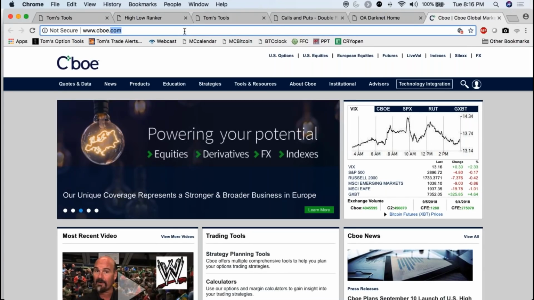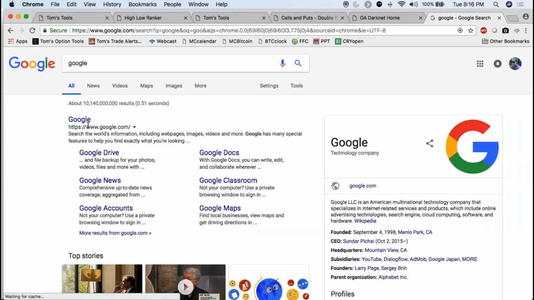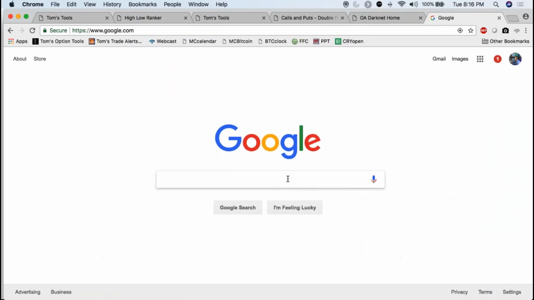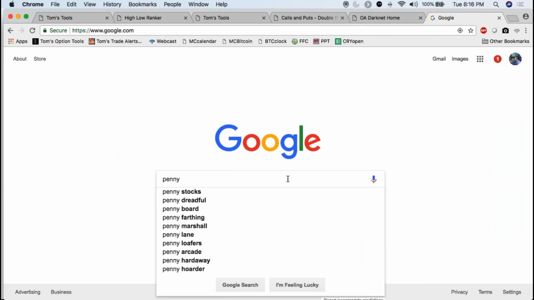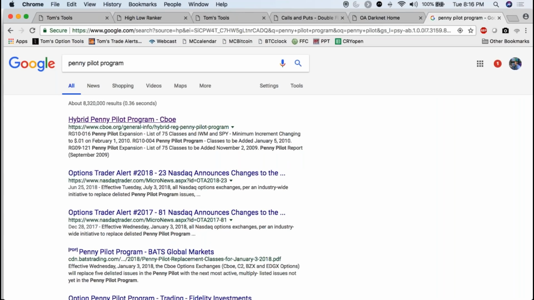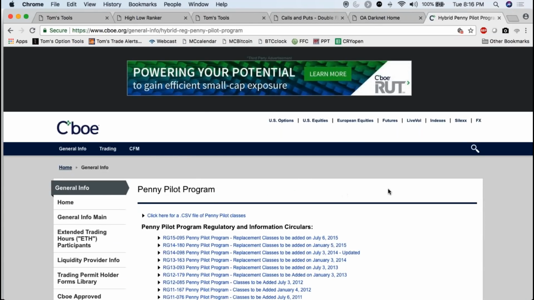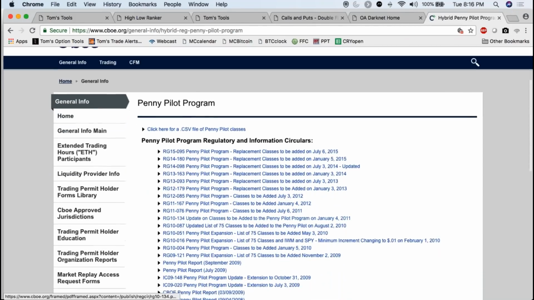So if you go to Google, www.google.com, I'm just going to go straight into Google. And right in here, I want to type in Penny Pilot. In fact, as soon as you get to Pilot, you can just scroll down and click on Penny Pilot Program. Then that very first one there, Hybrid Penny Pilot Program, click on that. What that does is take you to the Penny Pilot Program. It took us past all the junk straight to where we need to be.